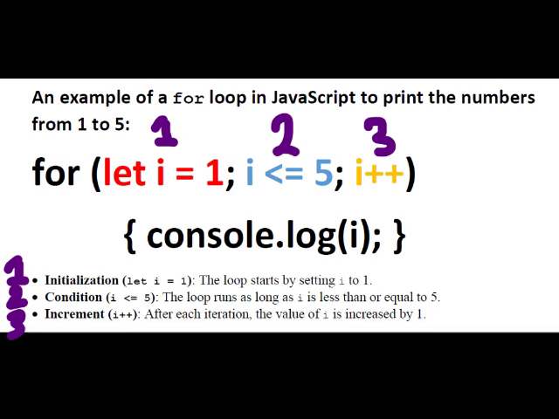Statement 3, this is the update step, executed at the end of each loop iteration. It typically modifies the loop control variable, often by incrementing or decrementing it, such as i++. This ensures the loop progresses toward its termination.